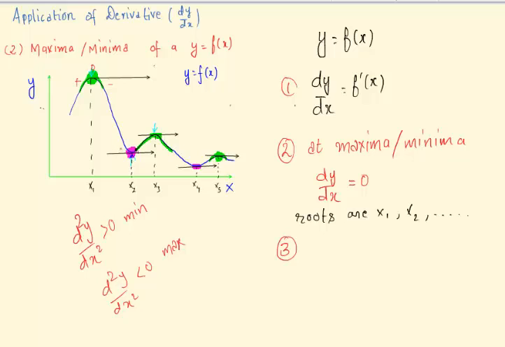At minima, before minima you can see the slope is negative, goes to 0 and then goes to positive. That means dy by dx is increasing, that implies its derivative should be greater than 0 at minima. So we call it the double derivative test. So in the next step, we'll do the double derivative test to classify maxima and minima.